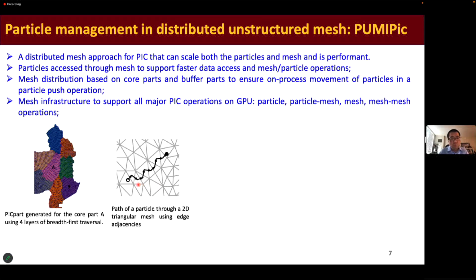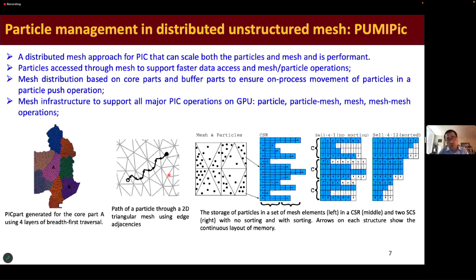So basically, what we do is we use edge adjacency to search for the particle from the initial position to its final position, an adjacency-based search, which is very time efficient.